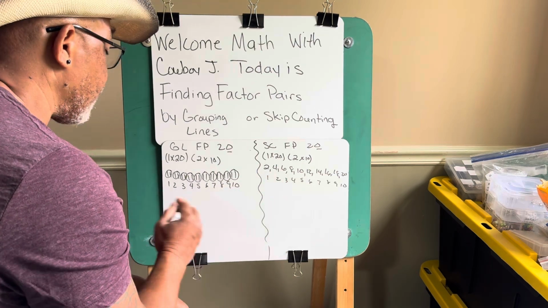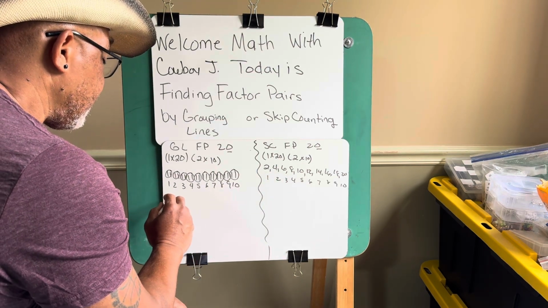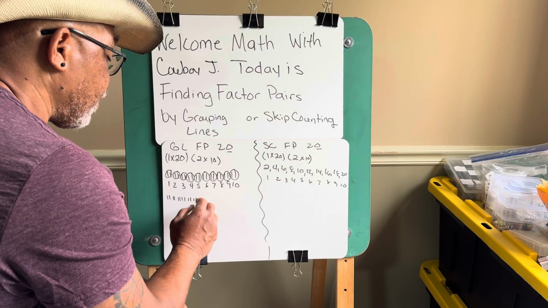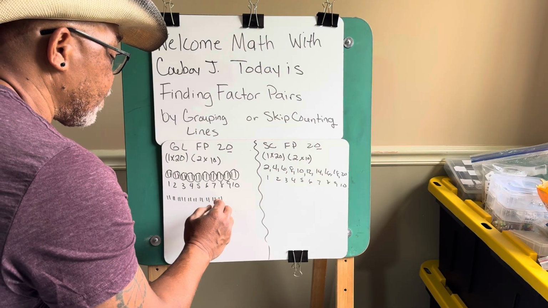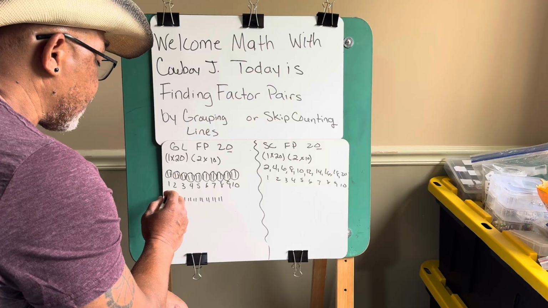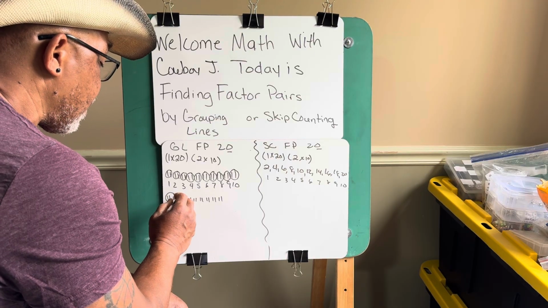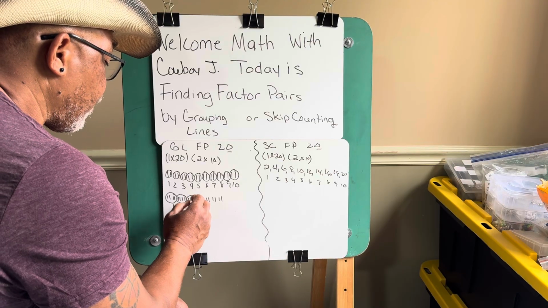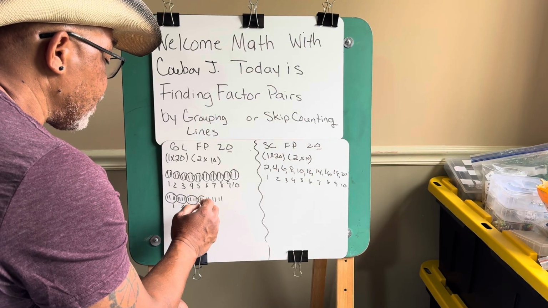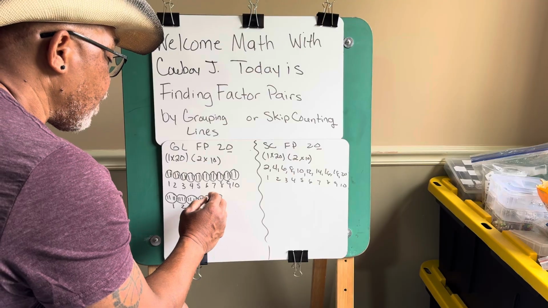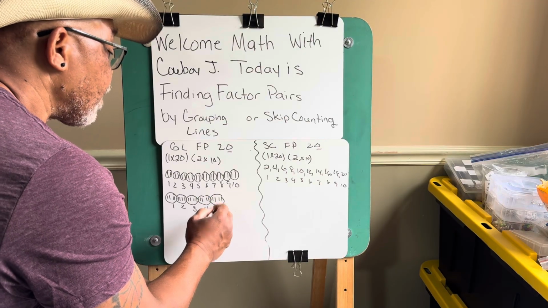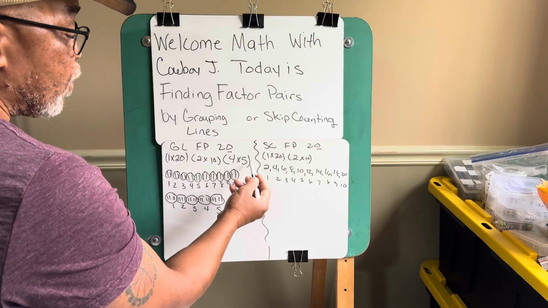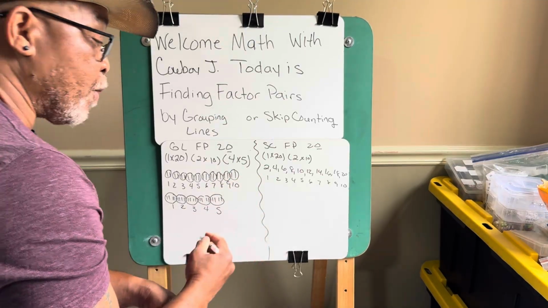So we'll try 4. 1, 2, 3, 4, 5, 6, 7, 8, 9, 10, 11, 12, 13, 14, 15, 16, 17, 18, 19, 20. And we're going to group them by 4. 1, 2, 3, 4, 1. 1, 2, 3, 4, 2. 1, 2, 3, 4, 3. 1, 2, 3, 4, 4. 1, 2, 3, 4, 5. So 4 times 5. Remember what I said? These numbers are 1 apart from each other, so there's no more factor pairs.